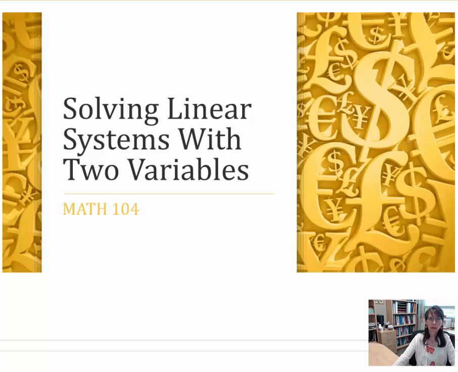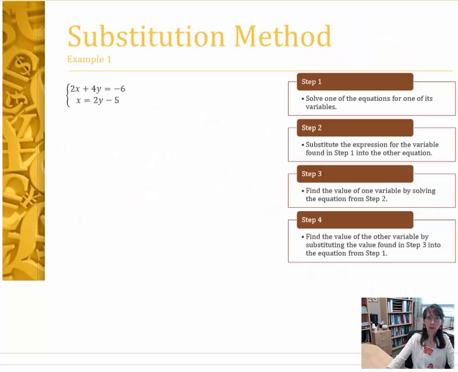In our last video, we talked about how to solve linear systems by graphing, and in this video, we're going to talk about how to solve linear systems with two variables using other techniques. Substitution is one of the other techniques. So if we have a linear system, that means we have two straight lines, and we're considering both of these lines at the same time.